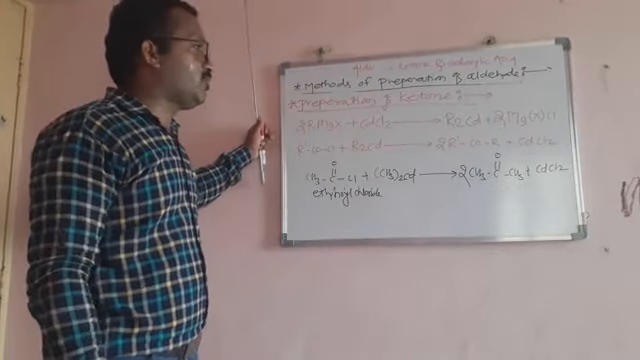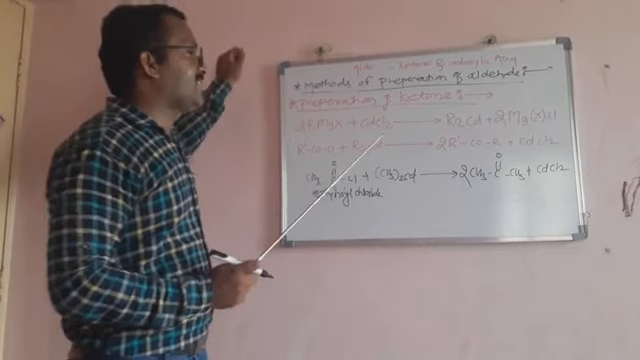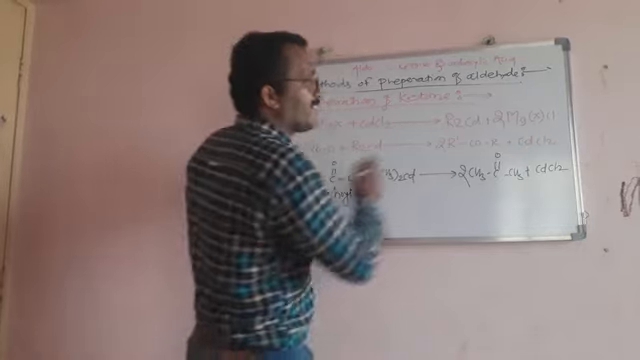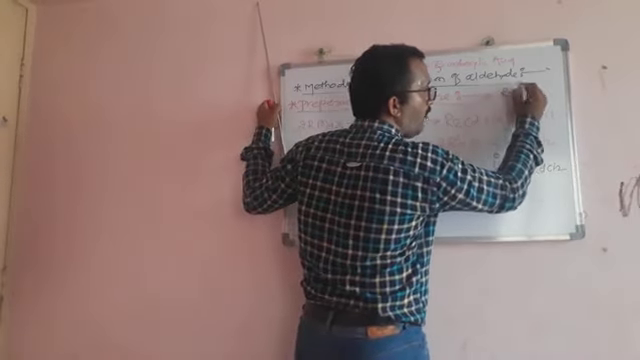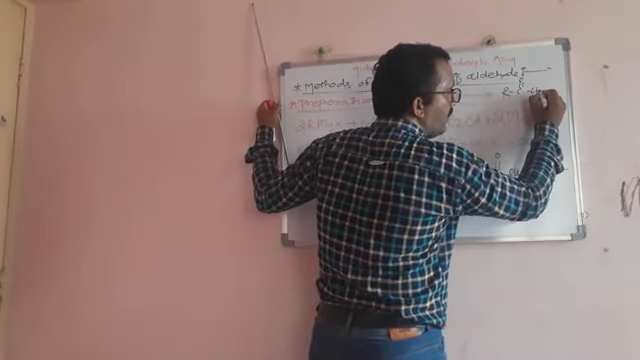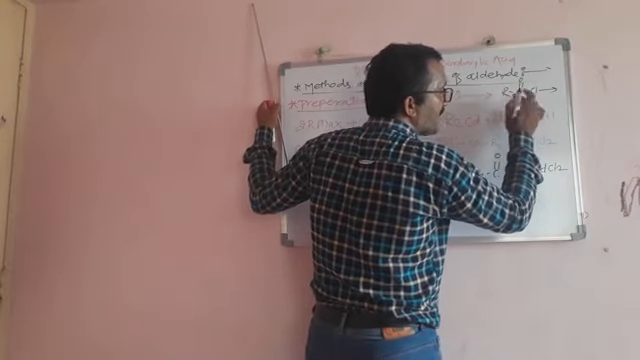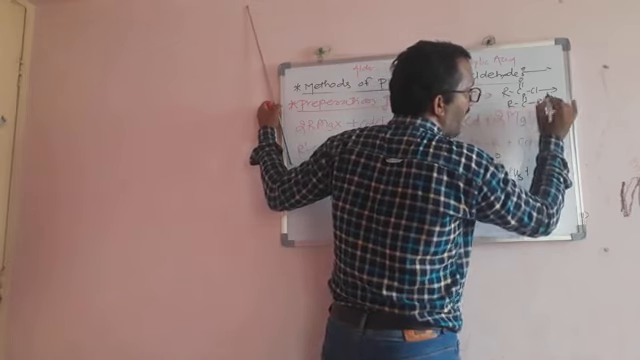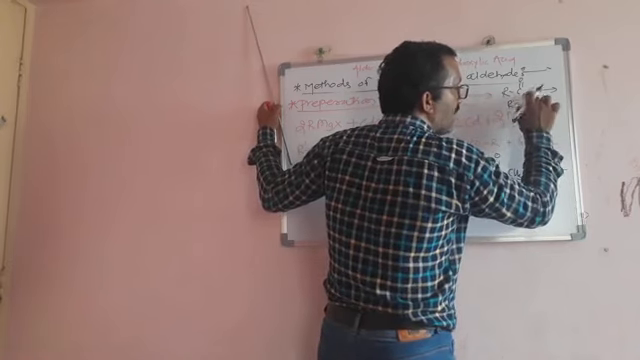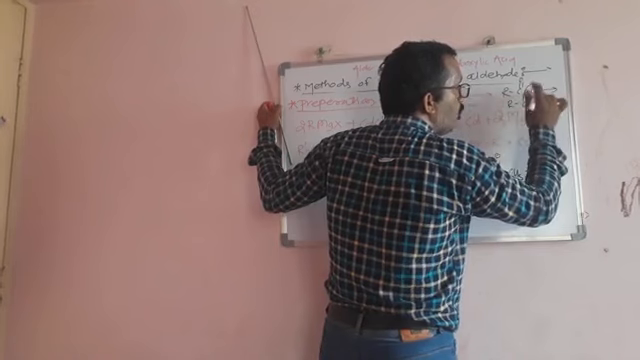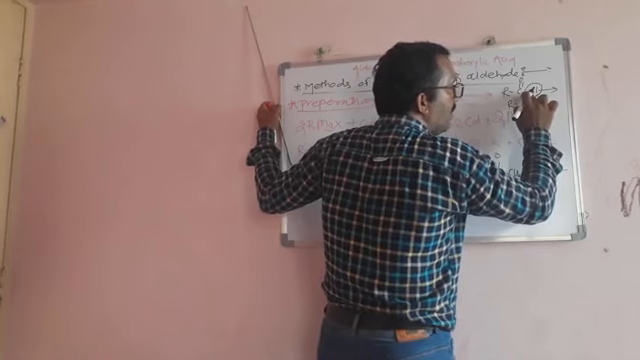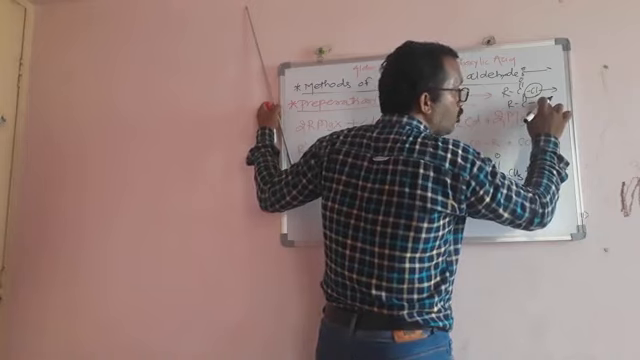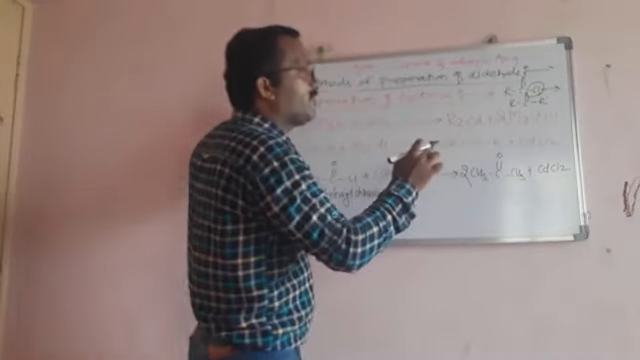Let me repeat this reaction. This is the preparation of a ketone from an acyl chloride. The acyl chloride has the functional group R C double bond O Cl. We convert this acyl chloride into R C double bond O R dash. In this reaction, we replace the chlorine of the acyl chloride by an alkyl group.